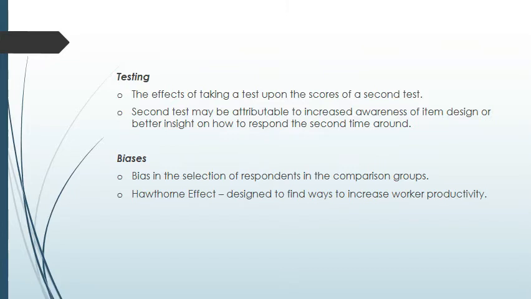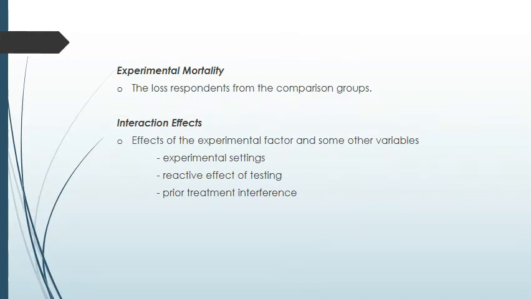Bias in the selection of respondents in the comparison groups. Also, there is the Hawthorne effect. Hawthorne effect comes from a design to find ways to increase worker productivity. Another factor is the experimental mortality. Experimental mortality is the loss of respondents from the comparison groups. From the example given earlier, there is no loss of respondents if no one dropped out during the semester when the experiment was being conducted.